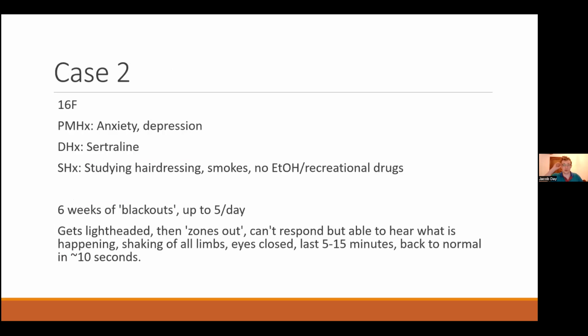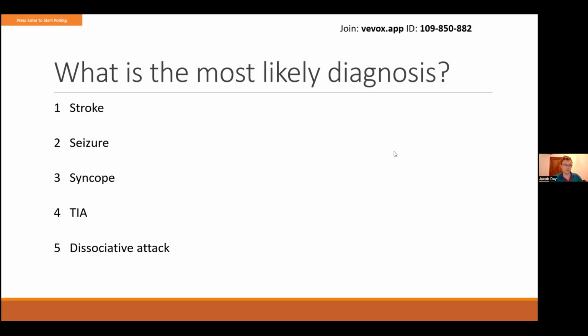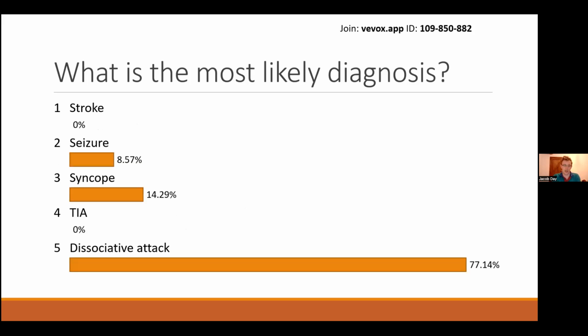Okay, what about our 16-year-old girl with a background of anxiety and depression who's been having up to 5 events a day where she gets a bit zoned out and she can still hear what's going on, but can't respond, with a bit of shaking, lasting between 5 to 15 minutes. Yeah, so most of you are right there, absolutely.